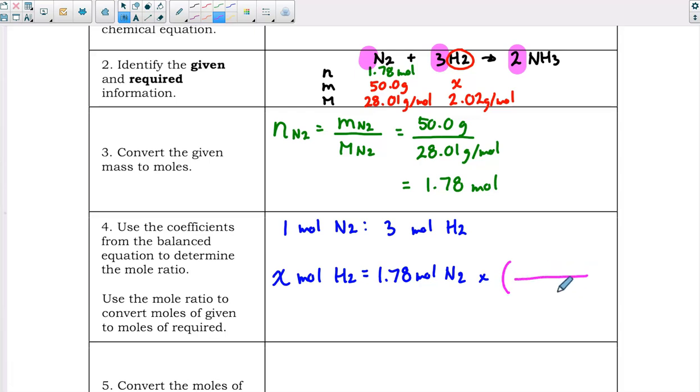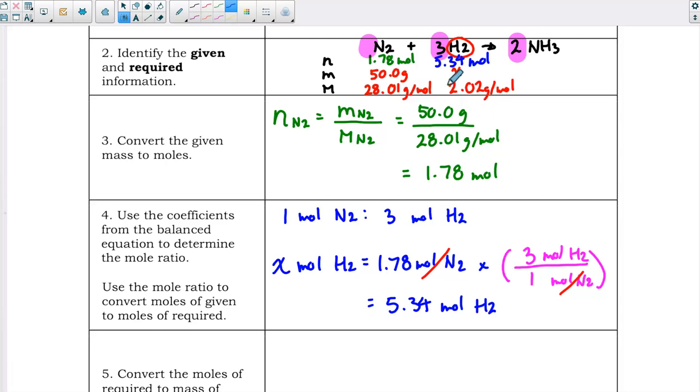I want to cancel my units of N2, and I want my moles of H2. So that's how we know we can write in this orientation. Without even putting any numbers, we know this and this are going to cancel. The moles of H2, we can see, is this 3, and N2 is that invisible 1 right there. When we calculate this, you are going to get 5.34 moles of H2.